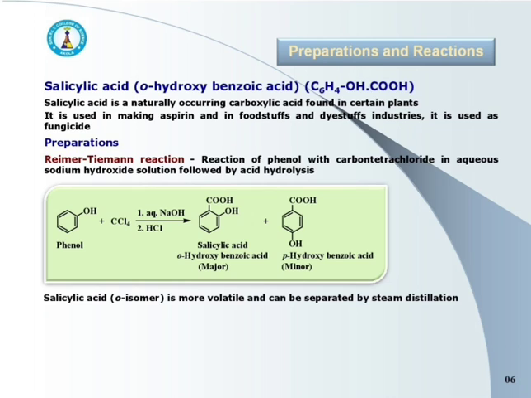Ortho-hydroxy benzoic acid, that is salicylic acid, the ortho isomer, is more volatile, and so it can be separated by steam distillation, because there is a formation of a mixture of products, that is ortho-hydroxy benzoic acid and para-hydroxy benzoic acid.